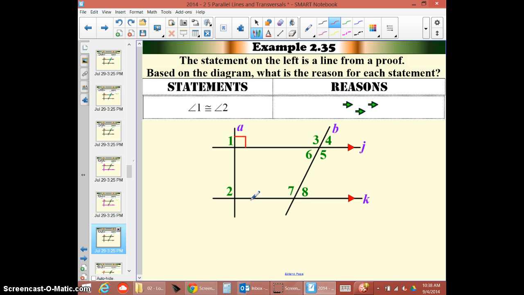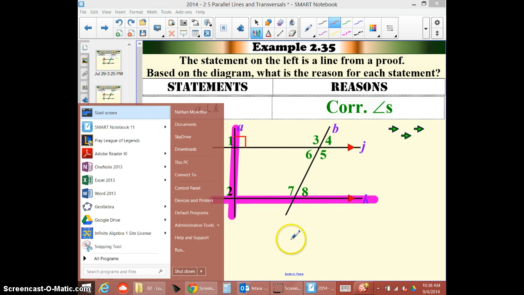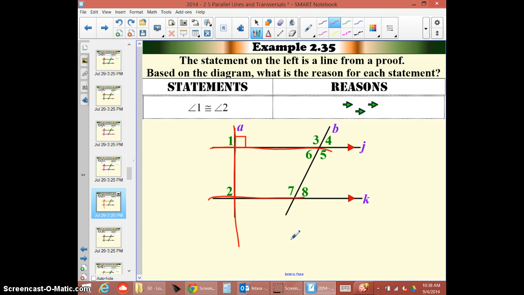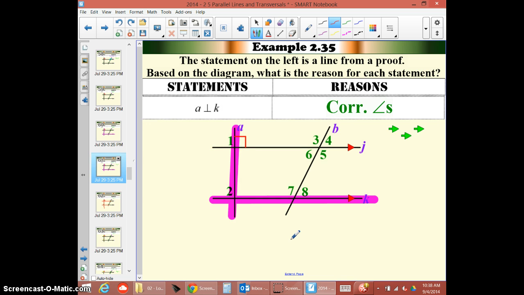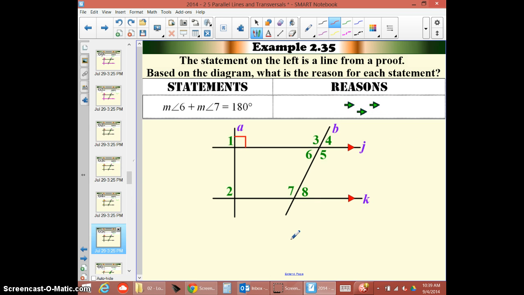Alright, 1 and 2, same concept. I've got my line here and here, and this is my transversal. They are corresponding angles. Uh-oh. Oh, geez, what do I do? Alright, Control Z, there it is, okay. Got rid of those lines for you. There's 1 and 2, corresponding. Hopefully you can just start seeing these.